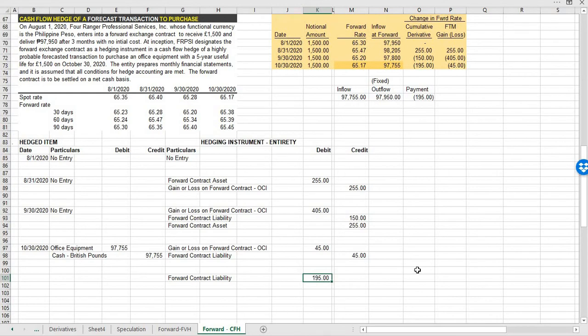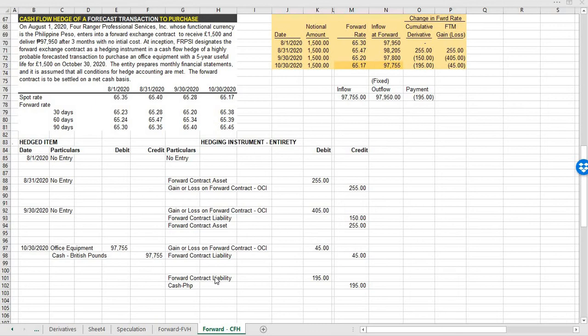Kaya tayo ay mag-credit cash. Anong cash? Yan ba ay British pounds o peso? Siyempre peso yan. So, credit cash in Philippine peso, 195 pesos. So, ngayon, we are done with our journal entry for the settlement of our forward contract. Nabayaran na natin yung ating obligation.